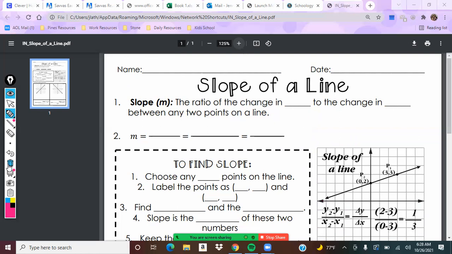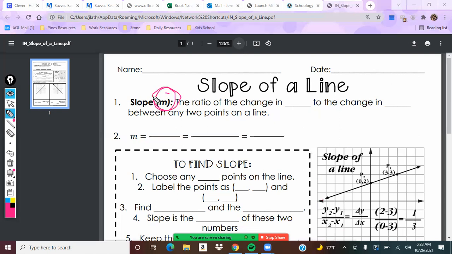So slope is always indicated with an M, and that's very important to remember because you're not going to see that word slope. You're going to see the letter M, and your brain has to connect those two. So whenever you see the letter M in an equation, they're asking you for the slope, okay?